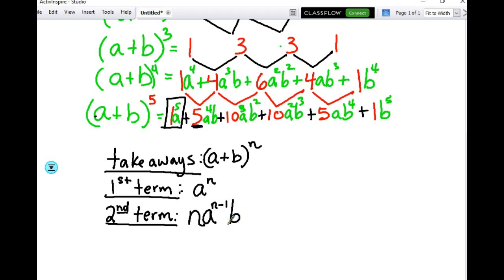So there's our 2 big takeaways here. The first term is a to the nth. The second term is n times a to the n minus 1 multiplied with that second term, which is b. And it's very important that this is b to the first power. So I'm going to highlight that. That means something. Now, I don't care about the third, fourth, fifth term, actually. For our proof, those things are not going to be necessary to be aware of. Okay?